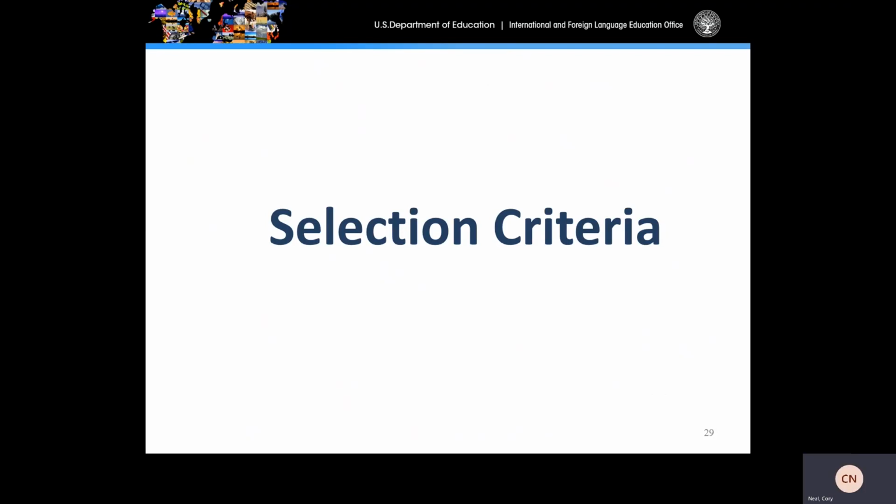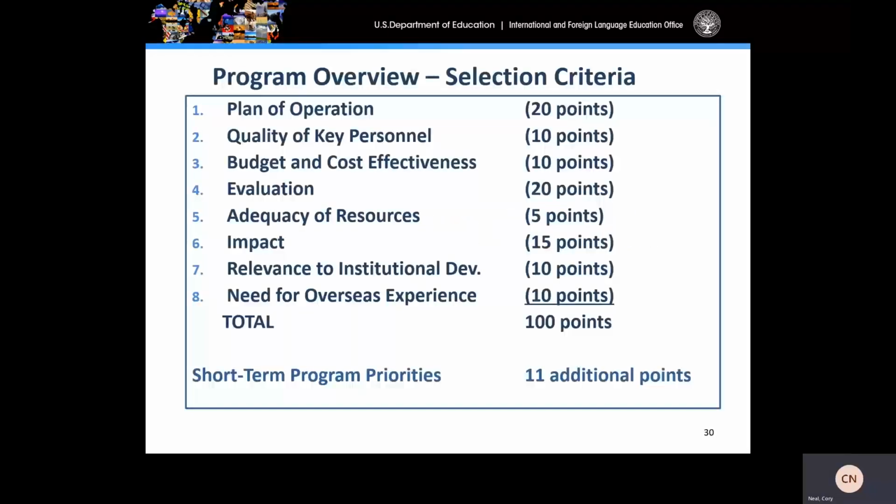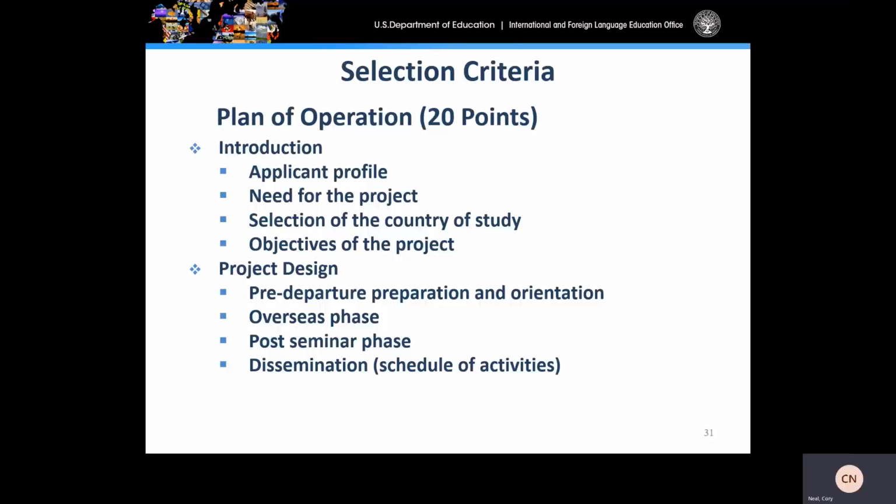Up next is the selection criteria. So this, in essence, is going to be the rubric that is used to score your application. So you have 8 criteria that you should address in your project narrative. Your project narrative has a maximum limit of 40 pages, and I highly recommend using all 40 pages. Applicants can receive 100 points total for addressing all of the selection criteria. And in addition, you can receive 11 points by addressing the competitive preference priorities specific to short-term projects. So now I'm going to break down each of these selection criteria and the competitive preference priorities in detail.